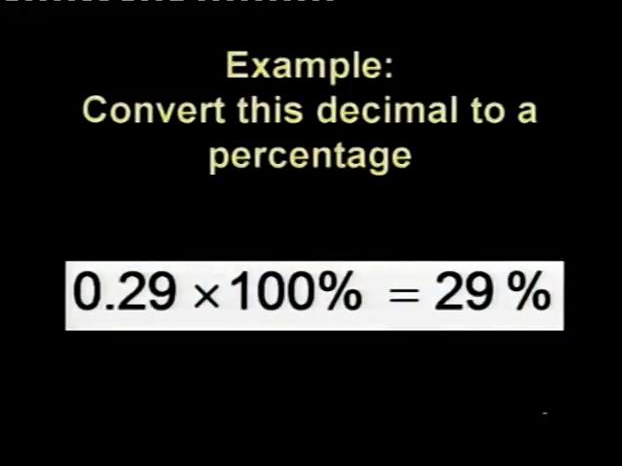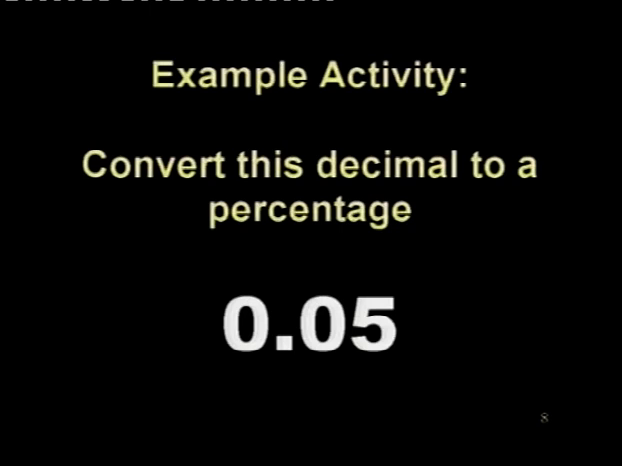Okay, that's the example. From the example, I'd like you to do this activity. You are to convert this decimal to a percentage, following the example that is already projected for you to see. Only 1 minute because it's only one activity.